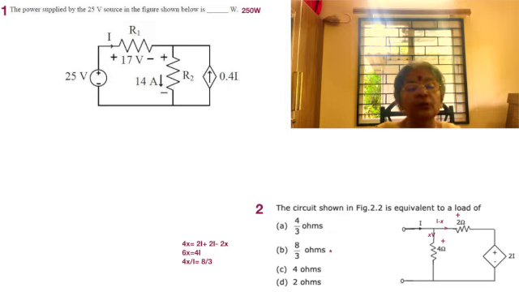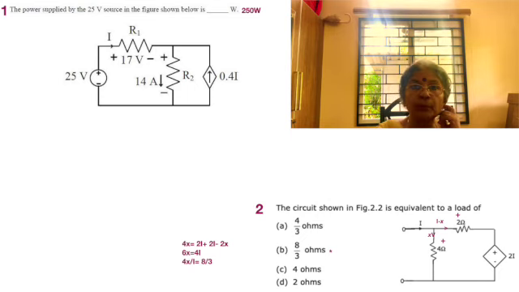Immediately these things should follow. Now let's read the problem and continue. The power supplied by the 25 volt source in the figure shown below is what? So we need to find out I. That's all. Because power supplied is equal to the voltage across the source multiplied by the current that it pushes out. So 25 into 10, 250 watts.